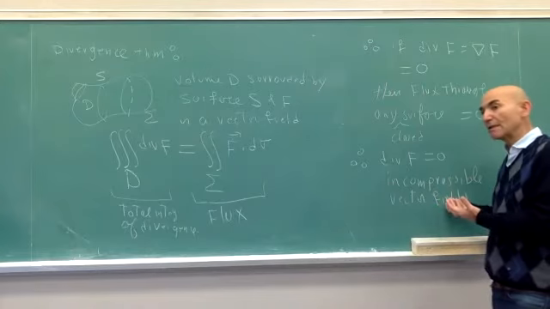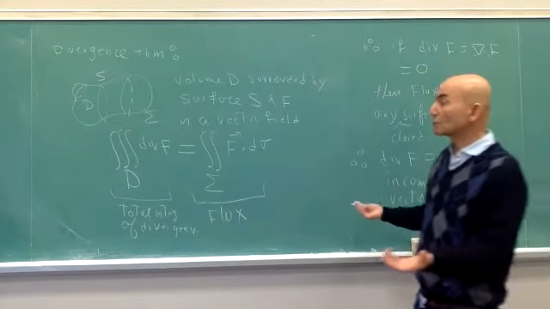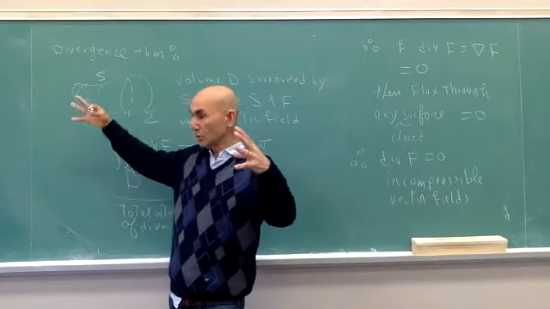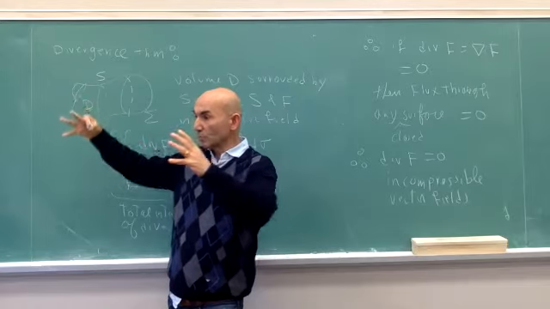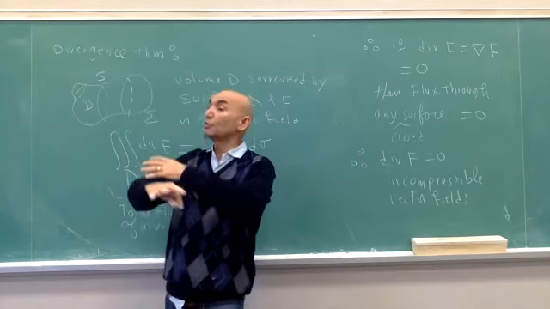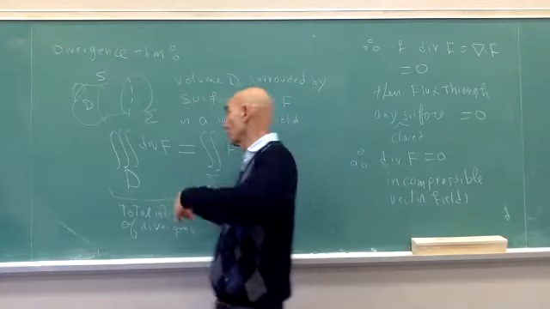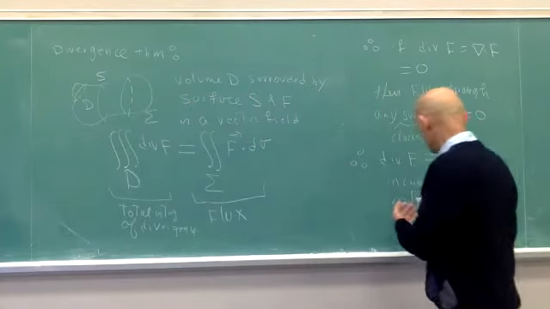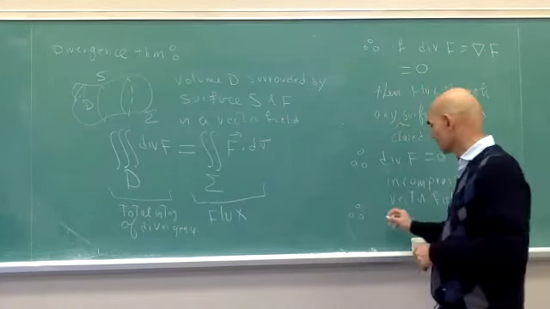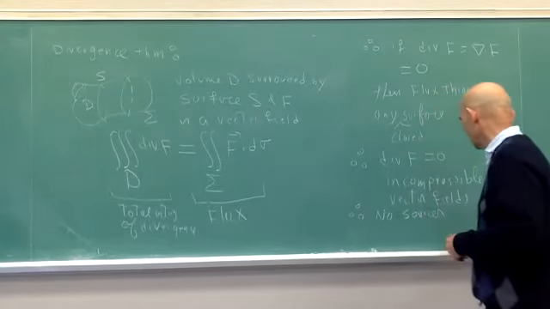It also means that there are no sources or sinks in this field. Because if there was a source somewhere, the fluid could seep through from the boundary and disappear at that sink. Or the fluid could be generated through one source, and then it would pour out the boundary. So this would be violated. That's why this also implies no sources or sinks in the fluid.